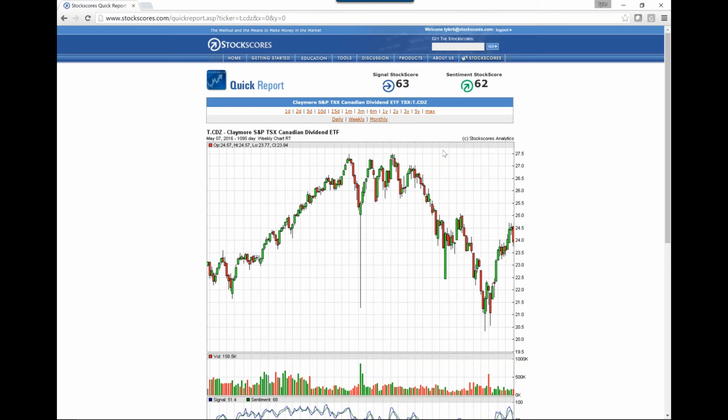So I don't think I'd be buying it here, and I'd be thinking about selling it. Doesn't look terrible. You can see the stock score is still 62. It just looks like it's running out of momentum, and it's going to be a bit of a stall in the upward trend in the next little while.